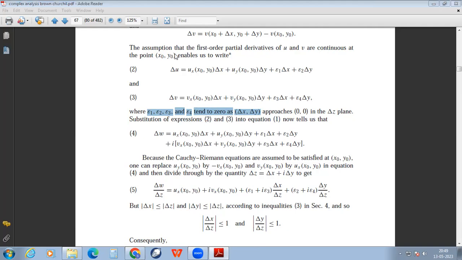If not, I would like to go with this. This is delta z. Okay, just a minute. This helps me.